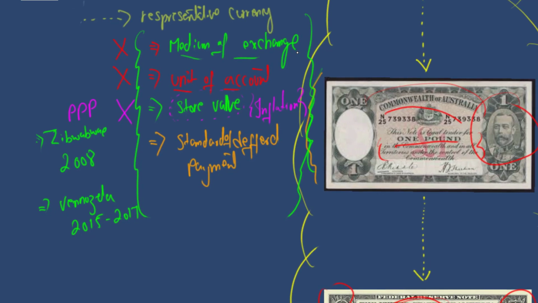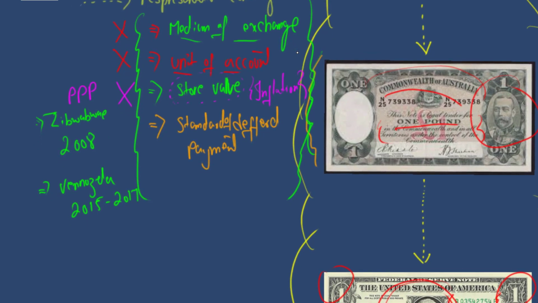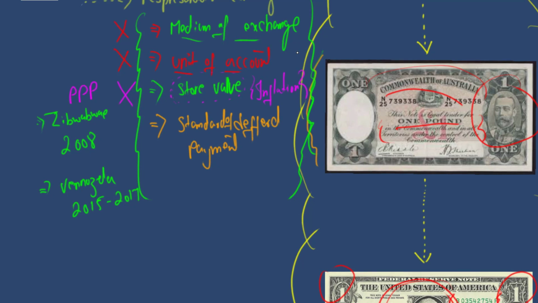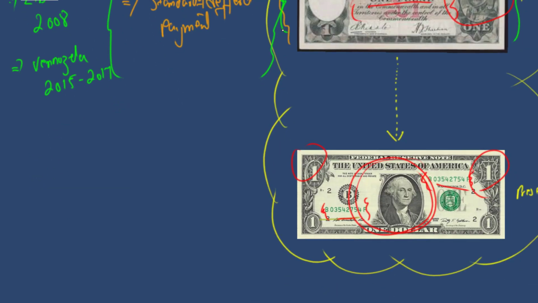For this system to work, it must have four functions, which we went through. And for this system to work, we must have low and stable inflation in the economy. When you have high inflation, it no longer works the way it's supposed to be working.